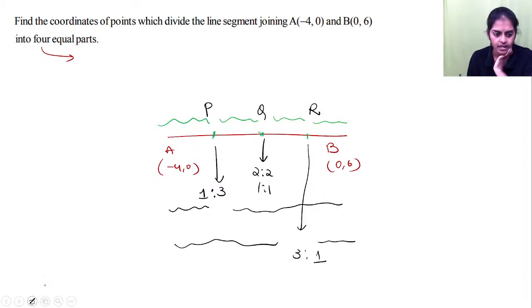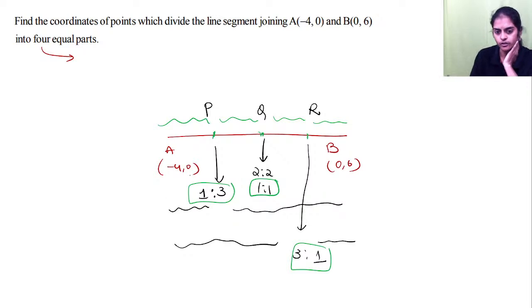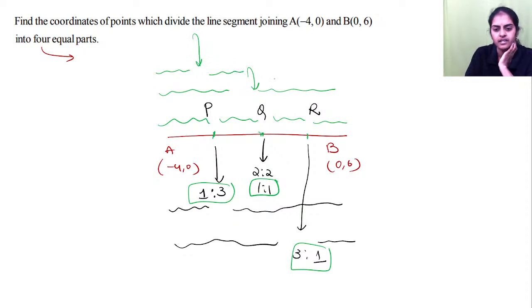Okay, for P, case 1, you take this ratio. For Q, 1 is to 1 ratio. For R, 3 is to 1 ratio. There is also one more method. You can find the midpoint of A and B, you will get Q. Then find the midpoint of A and Q, you will get P. Then find the midpoint of Q and B, you will get R. Okay, this is the second method.